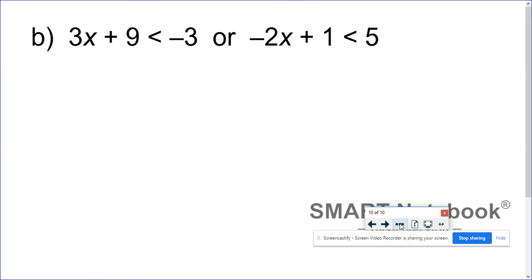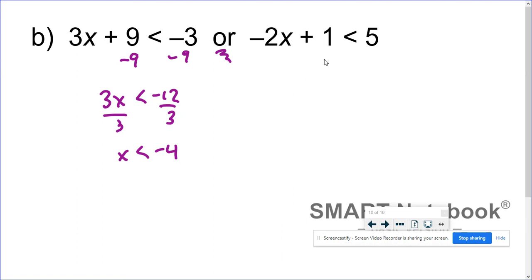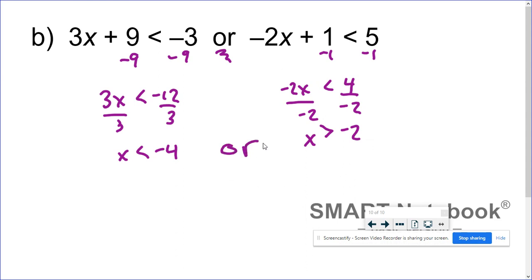It's an "or" statement. So that means I know they're going to be facing away from each other. So the first thing I'm going to do is just solve each part separately. Subtract 9 to start. I've got 3x is less than or equal to -12. Divide both sides by 3. And I have x is less than or equal to -4. On this side, we're going to subtract 1 on both sides. You're going to get -2x is less than 4. I'm going to divide both sides by -2. And you get x is less, I'm sorry, since we're dividing by a negative, it's actually going to be greater than -2. You put an "or" in between, and that's your compound inequality statement.